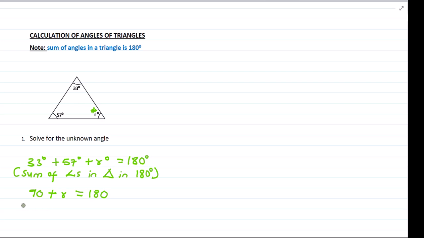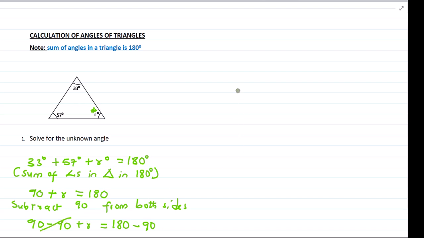Having said that, what can we do to isolate r? We can subtract 90 from both sides. We can say 90 minus 90 plus r is equal to 180 minus 90. The 90s can cancel out. Then let's continue from this point. We have r is equal to 180 minus 90 degrees, which gives us 90 degrees. Simply means that angle r is equal to 90 degrees.